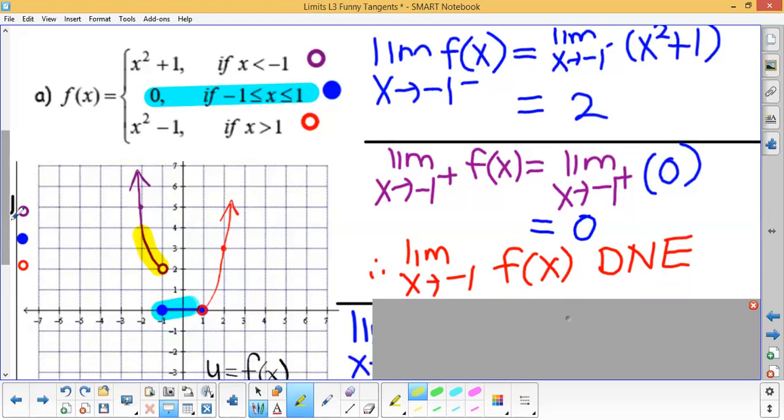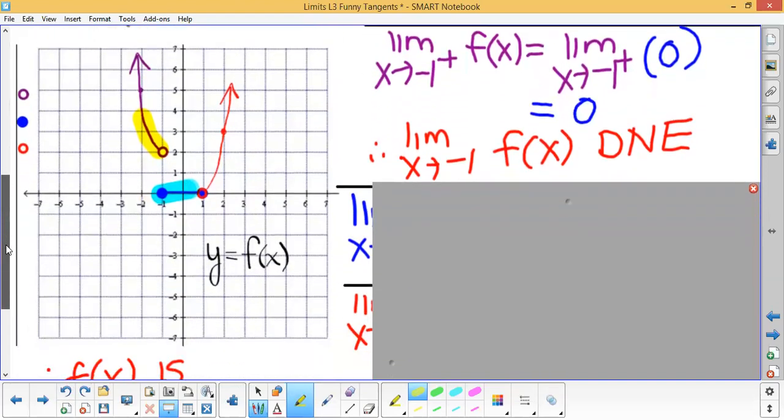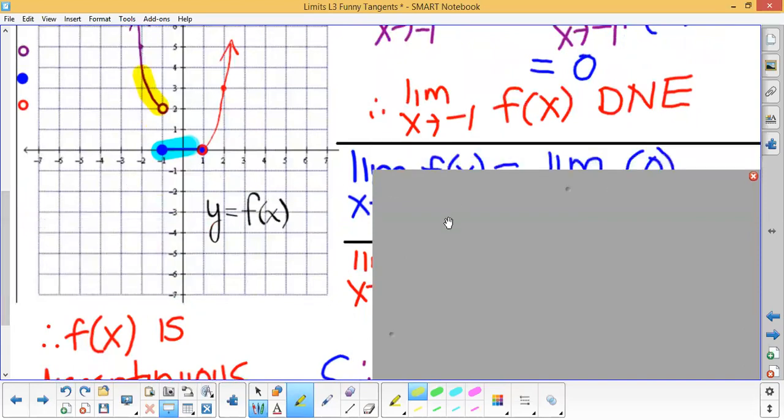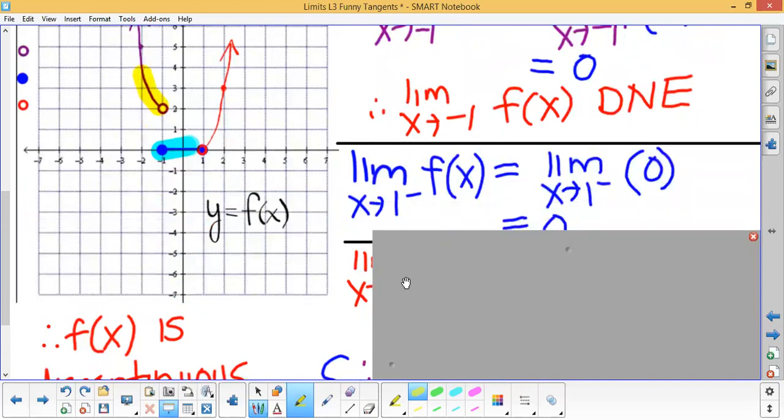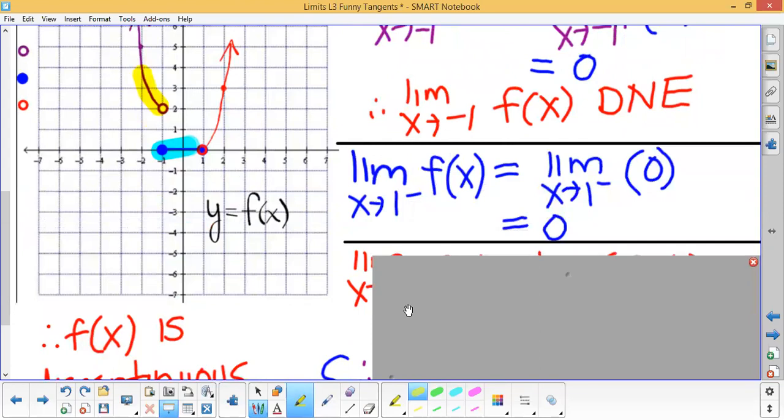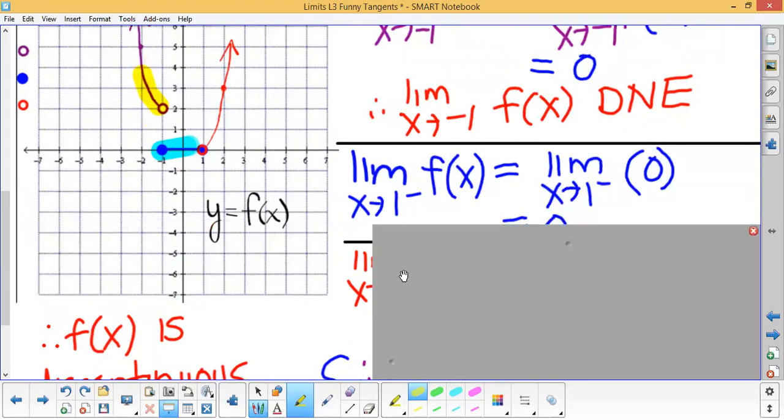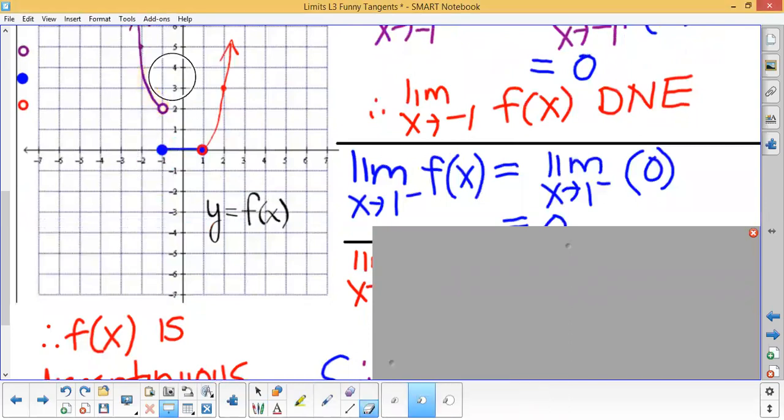We have to find out the behavior of this function at other points in the graph. So we're going to talk about as we are approaching positive 1 from the left and as we are approaching positive 1 from the right. So let's erase anything that I had previously done.